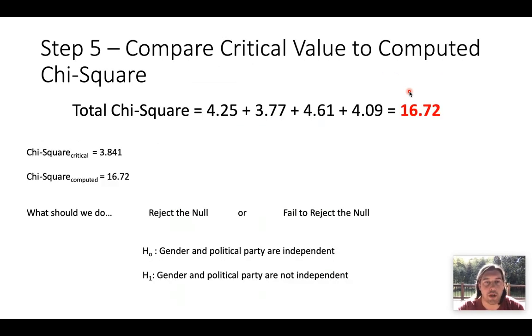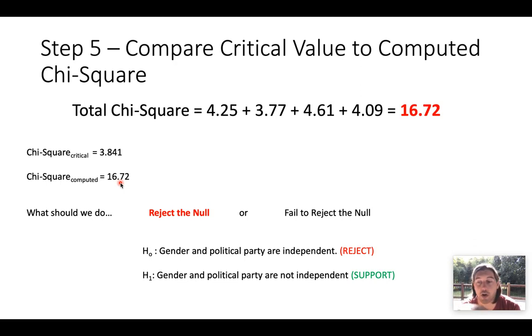So we compare our calculated chi-square, which was 16.72. We compare that to our critical chi-square, which was 3.841. So here's our hurdle, 3.841. We were way over our hurdle. We cleared the hurdle, right? 16.72 is larger than 3.841. So we reject the null.